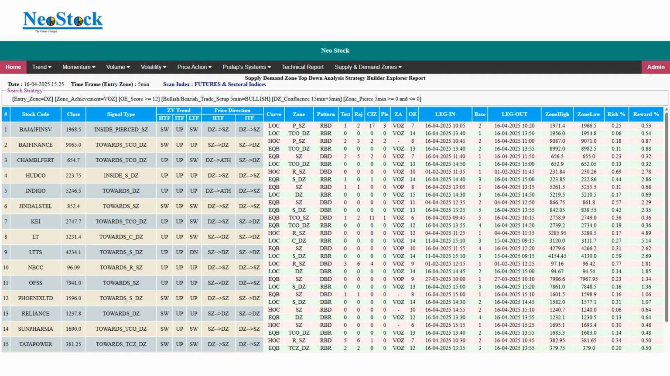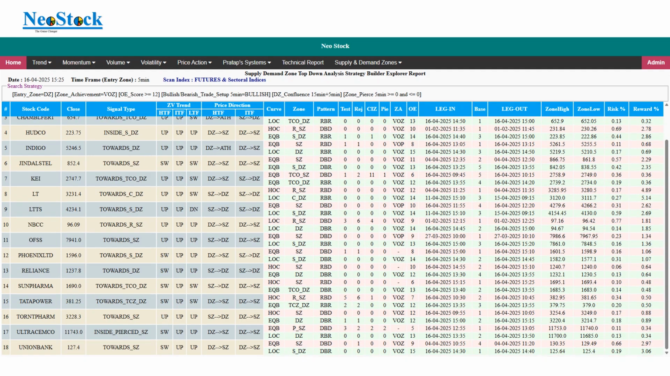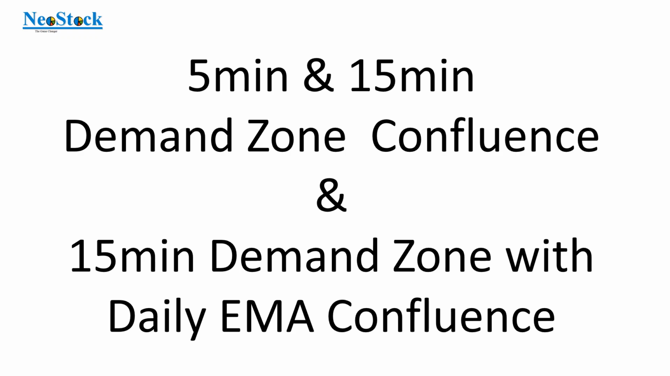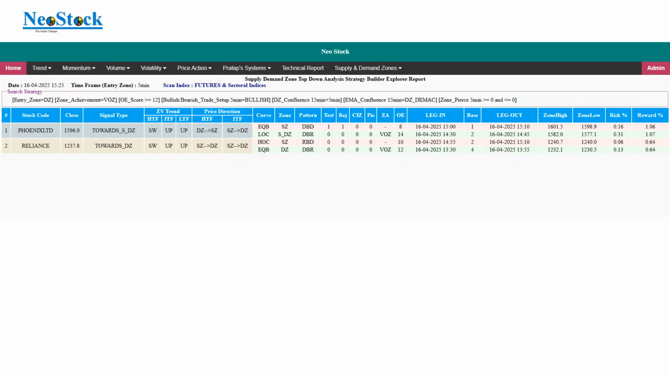Now also we got more stocks. First 15 stocks in the list. Scrolling the list down. So total 18 stocks are filtered. 5 minute zones and 15 minutes demand zones are overlapped. Let us verify any 15 minutes demand zone is having daily EMA confluence from this list. So 2 stocks we got. Probably these 5 minutes demand zones might be having more high probability to get success compared to the other stocks.